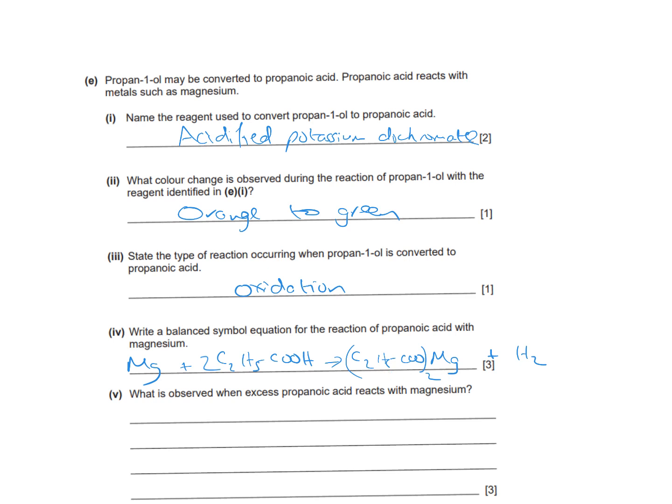Part 5, what's observed when the propanoic acid reacts with magnesium? So things like the metal disappears, colourless solution formed, fizzing, or heat released.